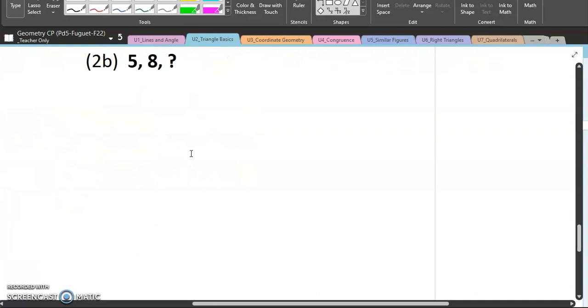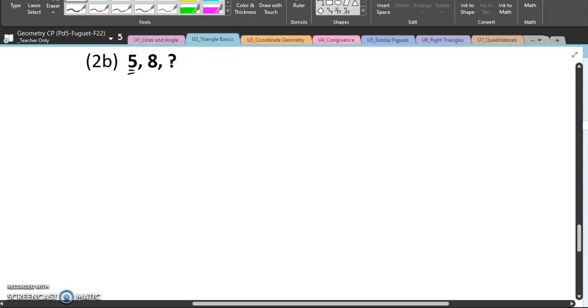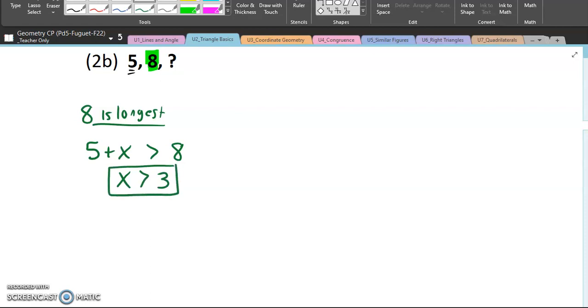Let's look at 2b. So as I said before, 5 is never going to be a longest side because there's always going to be this 8. So the first thing I'm going to look at is 8 is the longest. That's going to be the first inequality that I'm going to check, which means that 5 plus x must be greater than 8. And if you subtract 5 from both sides, we're going to end up getting 3. So 3, or any number bigger than 3, I should say, is going to be my minimum value that makes these three sides a triangle.